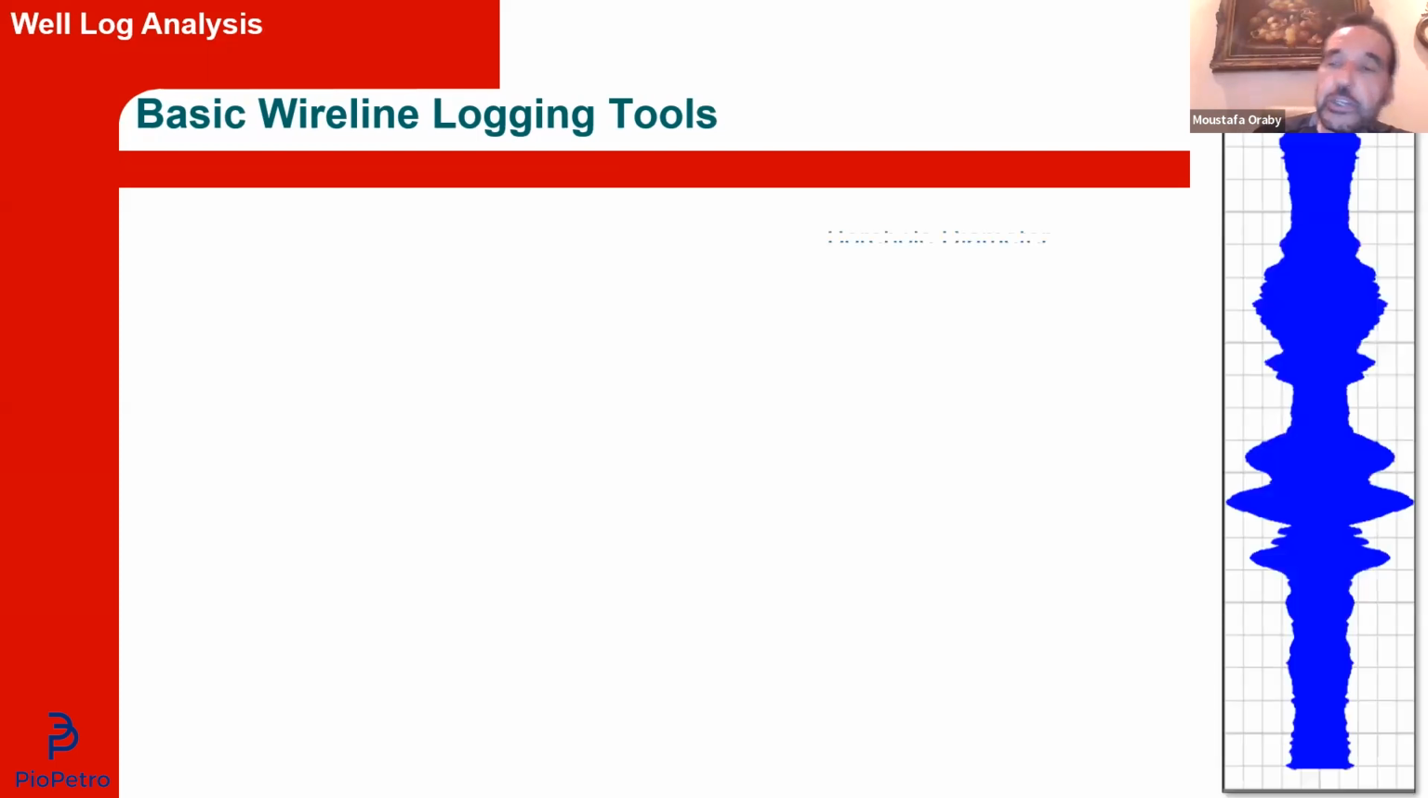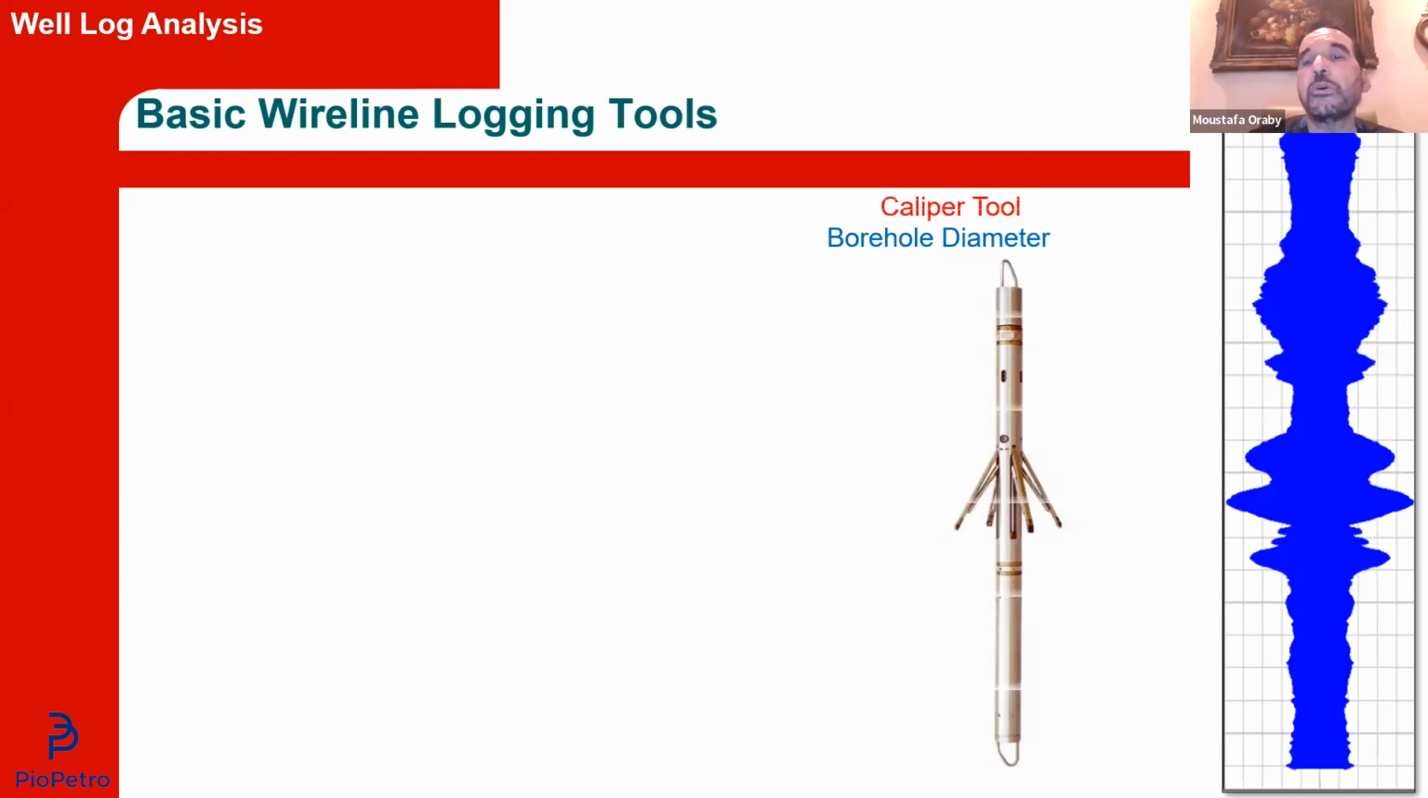The first one is the borehole caliper. The borehole caliper is the one that we use to find out the borehole size, the diameter of the borehole at every depth. Why do we need to know that? We'll talk about this in a minute. So we have a tool that measures the borehole diameter at every depth. At every measurement we do, one of the measurements is the borehole diameter. We do this with the caliper.